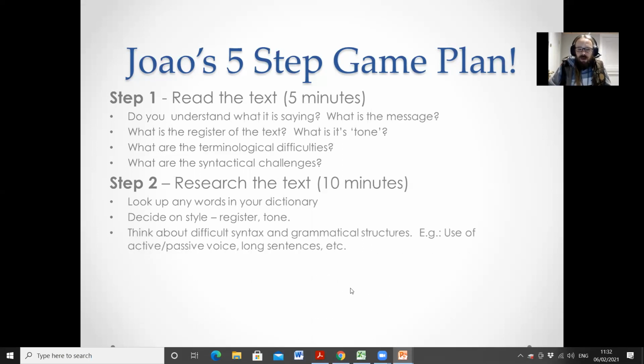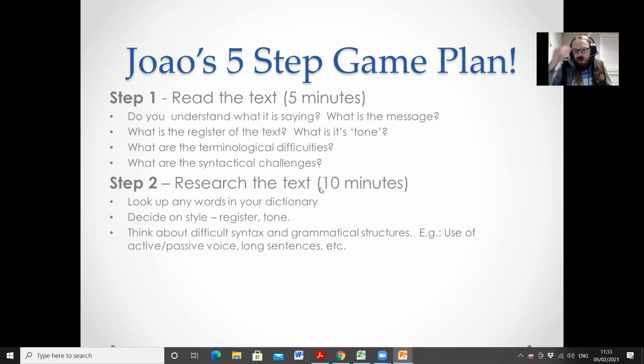Think about the difficult syntax and grammatical structures: use of passive and active voice, how to deal with long sentences, how to deal with the placement of clauses, and so on and so forth. Basically you do all these things as much as possible, and it's good practice to give yourself a time limit to do these.